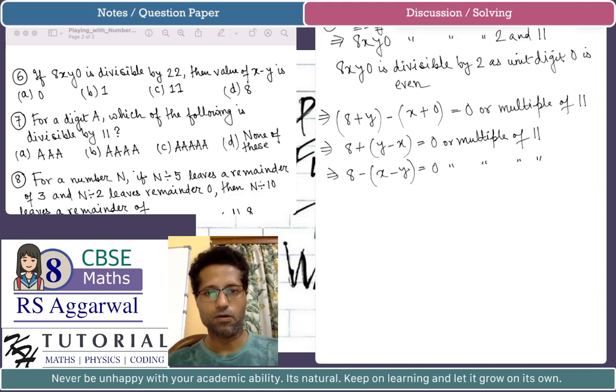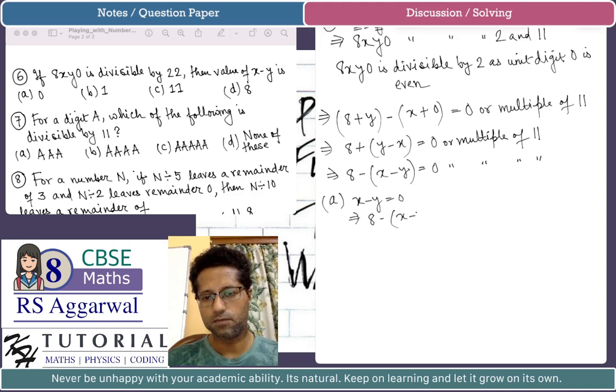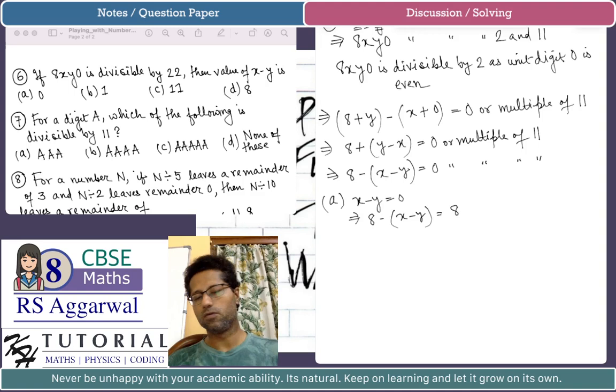Now can the value of x minus y be 0? Let's see. For this, let's see the choice A. x minus y equals 0 will imply 8 minus x minus y is equal to 8, which is not equal to 0 and which is not a multiple of 11. So now we have already solved the problem. We can see that 8 minus this expression is 0 when x minus y equals 8, and we have the choice D as 8. So at this point we can clearly select the choice D as the correct choice.